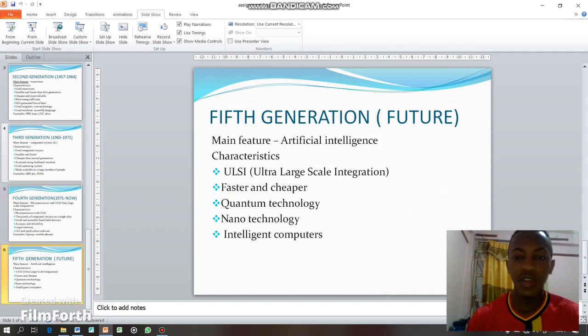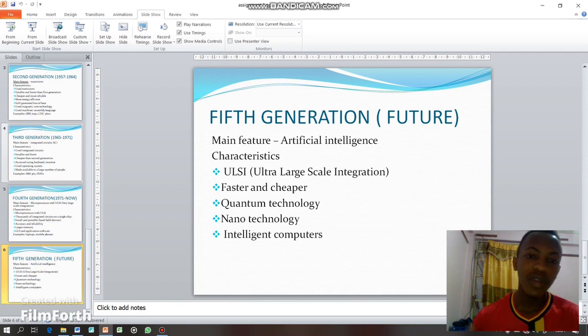And so now we move to the fifth generation, which is the future that we are seeing that is coming towards us. So the main feature we expect with the computers in the future generation is artificial intelligence. Artificial intelligence is software that can perform tasks that typically require human intelligence. That's basically artificial intelligence.